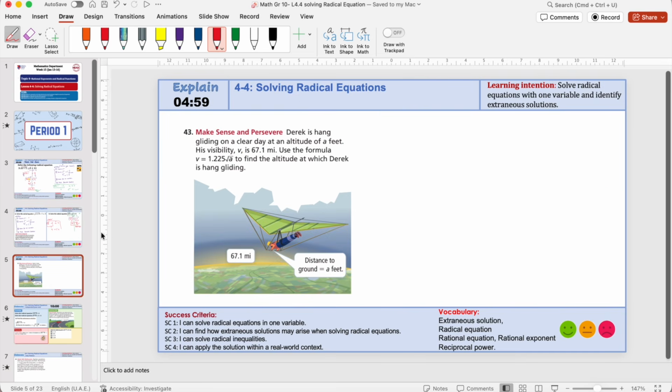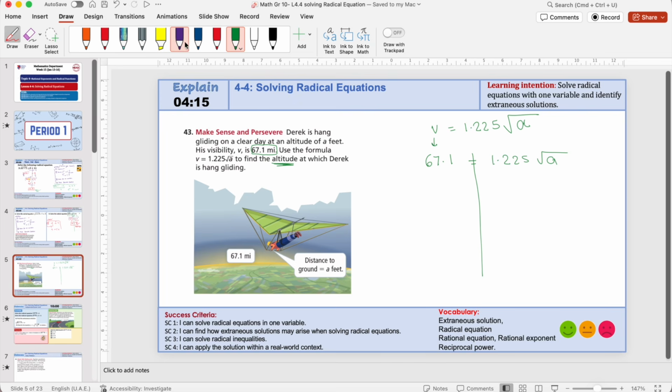Okay, so let's see this question here. Derek is gliding on a clear day at an altitude of A feet. His visibility V is 67.1 miles. Use the formula to find the A at which he is gliding. So the equation is V equals 1.225 root of A, and they said that the V is 67.1. So let's rewrite the equation. Now let's solve.